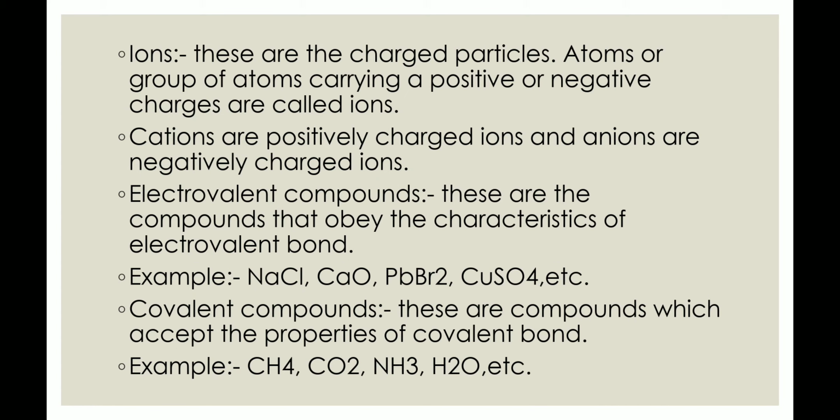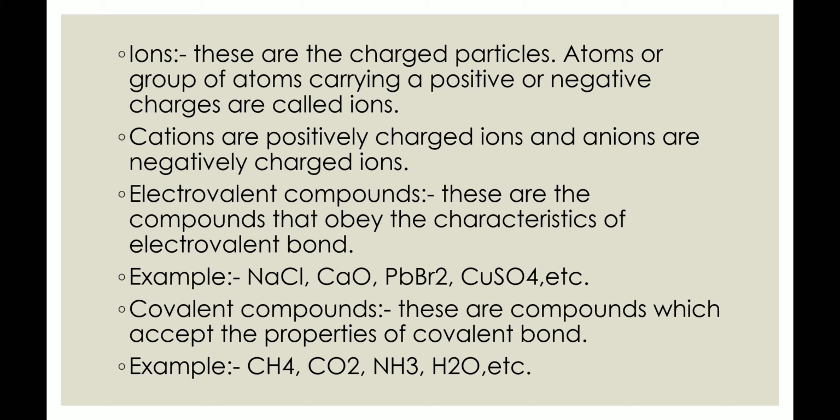Now what are ions? Ions are the charged particles. That means they carry either positive or negative charge. So atoms or groups of atoms carrying a positive or negative charge are called ions. Ions are of two types, cation and anion. Cations are positively charged ions and anions are negatively charged ions.